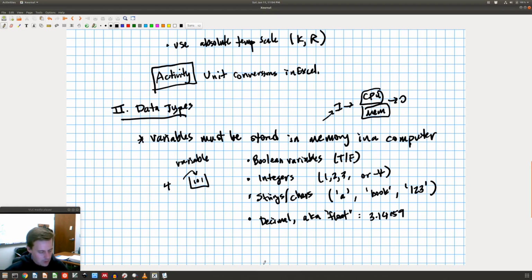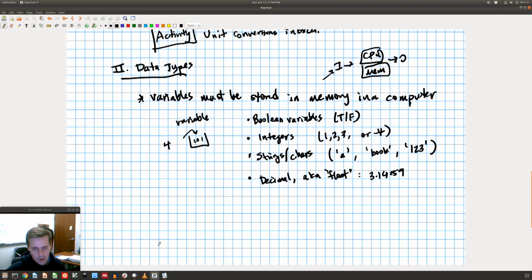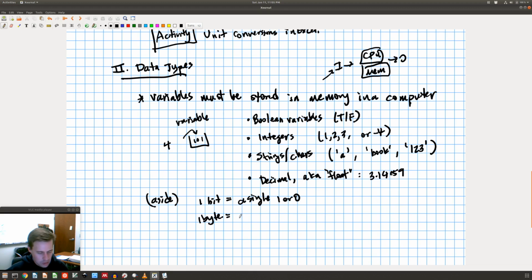So in memory, at the end of the day, we have to store all these things as ones and zeros. Just as an aside, in memory we measure: we have 1 bit, which equals a single 1 or 0. While we're learning about units, here are the units on a computer. We have 1 byte, which is 8 bits.